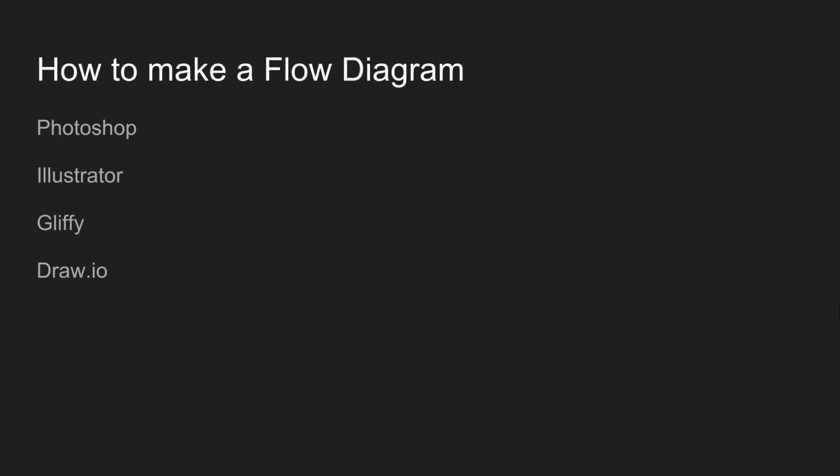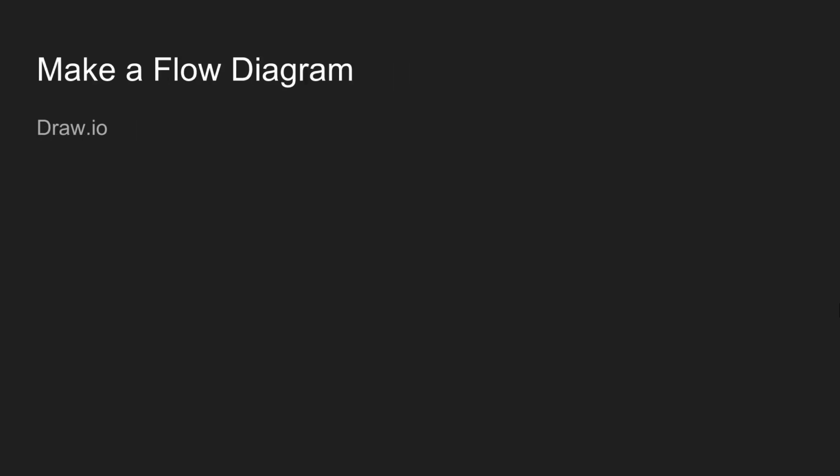There are a lot of tools you can use for creating a flow diagram. You can use Photoshop or Illustrator, which are just general art programs, or you can use something that is made specifically for flow diagrams, like Gliffy or Draw.io. For this example, I'm going to show you how to use Draw.io, which is integrated into Google Docs.